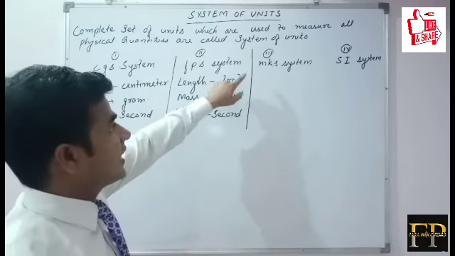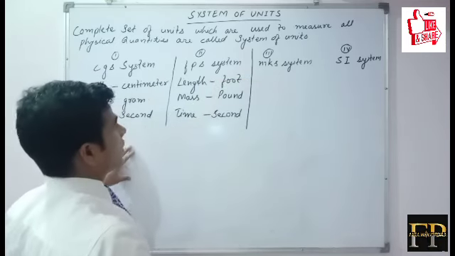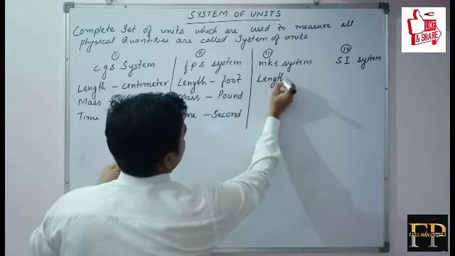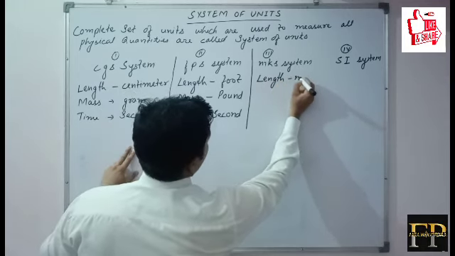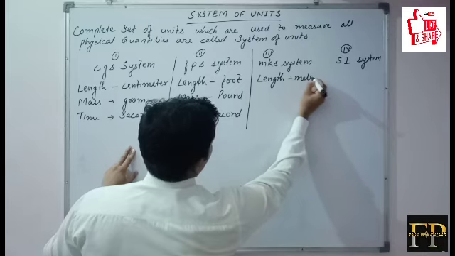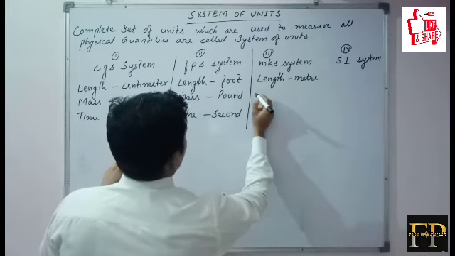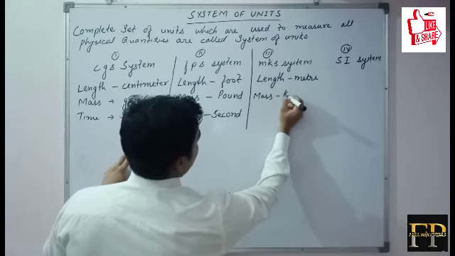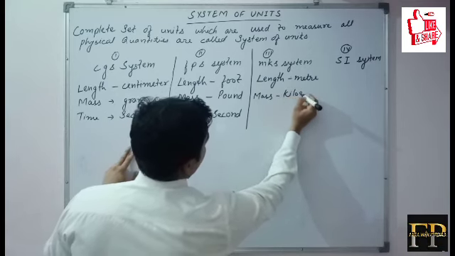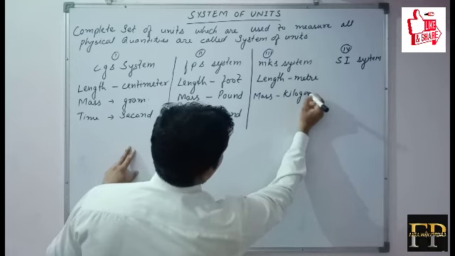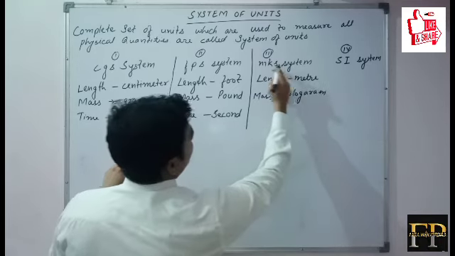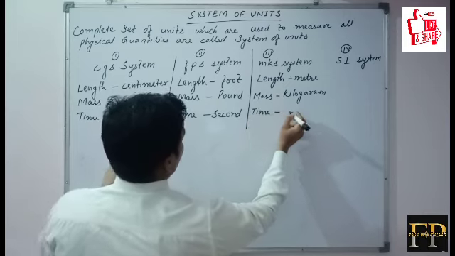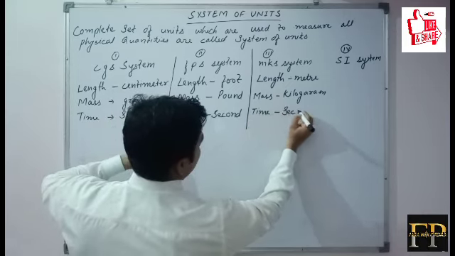And the third one is the MKS system, in which the unit of length is meter, the unit of mass is kg, it means kilogram, K for kilogram, and the unit of time is second.